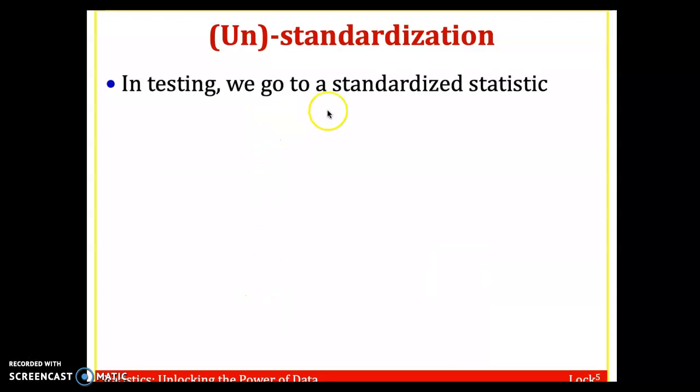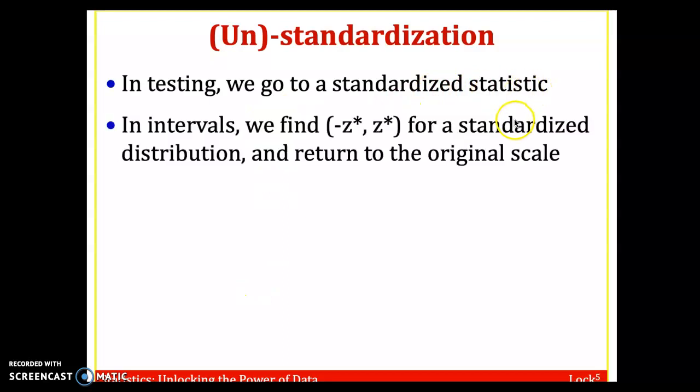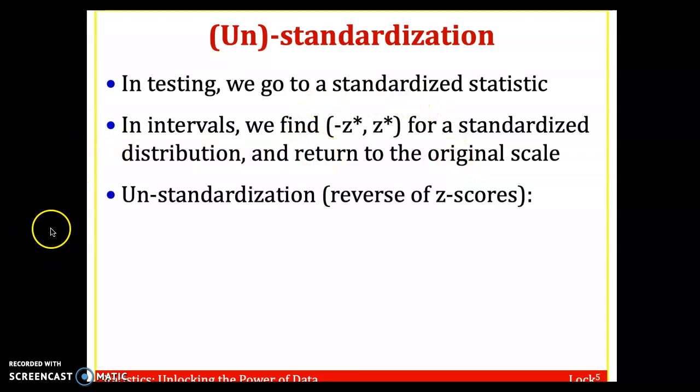So in testing, we go to a standardization statistic. In confidence intervals, we want to find a range. So it's a minus z star to a z star. I'm going to keep talking about this more in a little bit. So we want to find a range for a standardized distribution and then return to the original scale. So this weird thing, we standardize and then unstandardize. So it's the reverse of those z-scores we did a lot of in the last chapter.